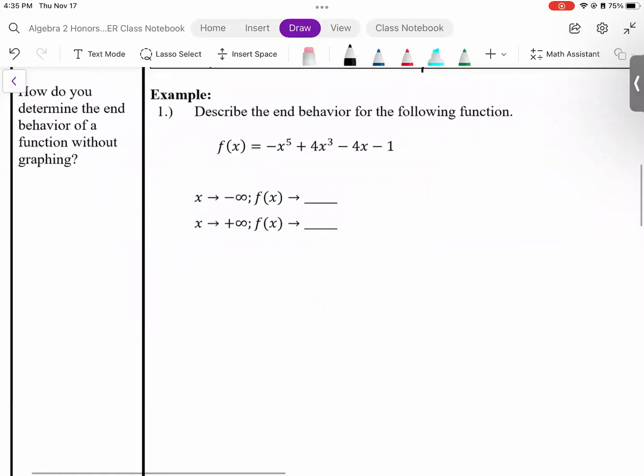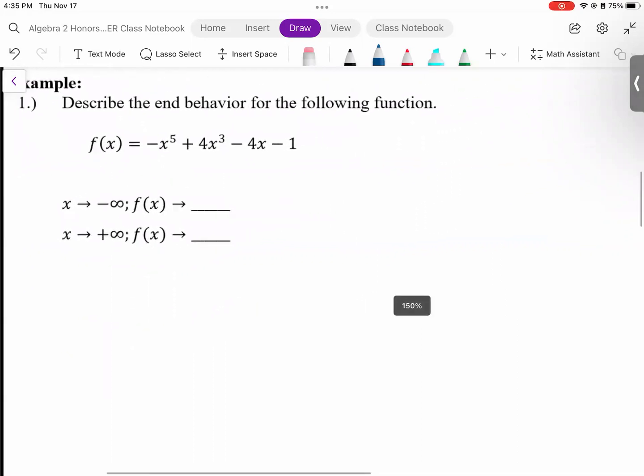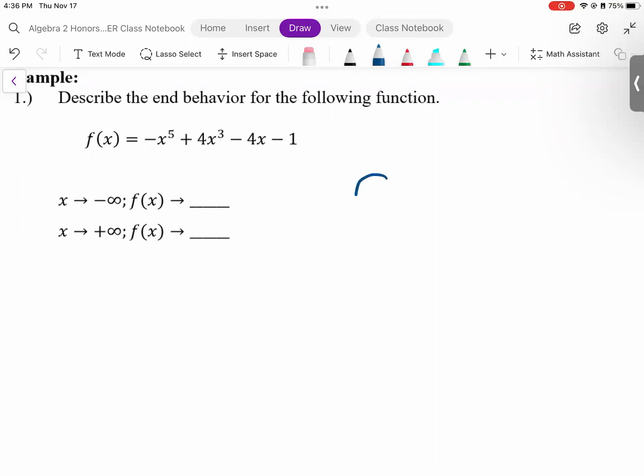So that is the essential question. How do you determine the end behavior of a function without graphing it? And here's my shortcut. Ms. Espen actually showed me this. So there's two guys. There's an odd one and an even one, and this is kind of how I look at it. Let me rewrite the little guy again.